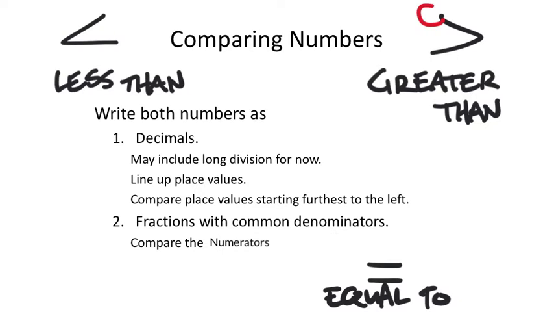Now, if they're fractions, all you need is common denominators. We will give you a strategy to force the denominators to be the same. And then after that, you need to compare the numerators. So once you get common denominators, whatever they are, all you have to do is compare the numerators, all right?